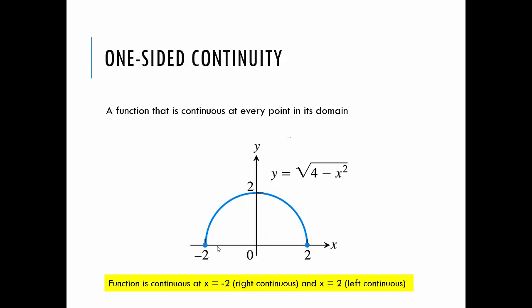So because these values actually exist, and you can tell that because they're colored in, right? This function is continuous at every point in its domain. That's the key, because remember, you can't take the square root of a negative number, so you can't say it's continuous at like negative 5 or at 5 or something. It's only continuous in its domain. Also notice it's continuous at x equals negative 2. That's right continuous because I'm coming from the right of negative 2. And then left continuous because I'm coming from the left at positive 2.